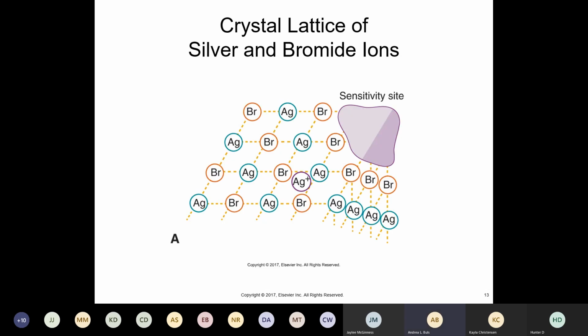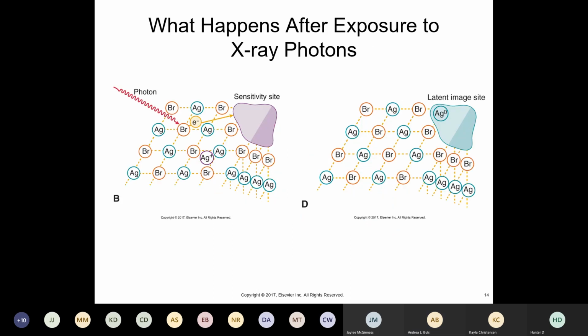And there are some images in your book too that will show this, on page 62, where it shows those little sensitivity sites and the silver and bromide atoms being energized by the X-rays. And then it shows what happens after that X-ray photon comes in, hits, and knocks out an electron, which affects that sensitivity site, which is going to give our film its density.